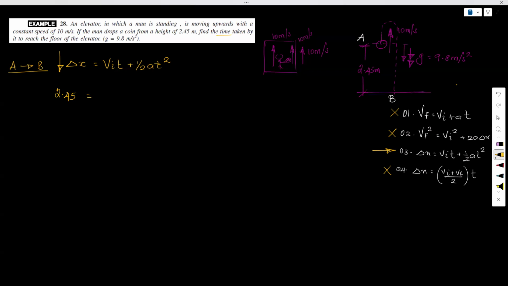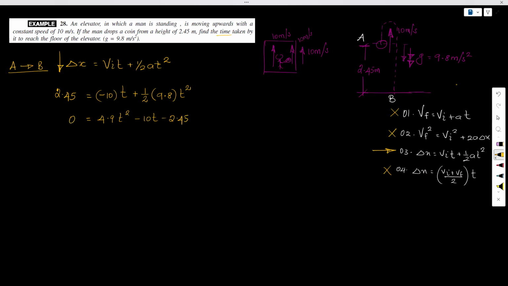So the displacement of the particle is going to be 2.45, and it is plus because I'm considering everything down as positive. The initial velocity: I'm throwing this object up at point A, so that is going to be minus 10. I do not know the t, which is what I'm trying to figure out, plus half. And the acceleration due to gravity is pointing down, which is 9.8, and we have t squared. So we can rearrange this entire equation. I'm going to get 4.9 t squared minus 10t minus 2.45 equal to 0.